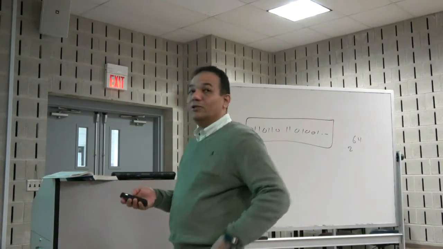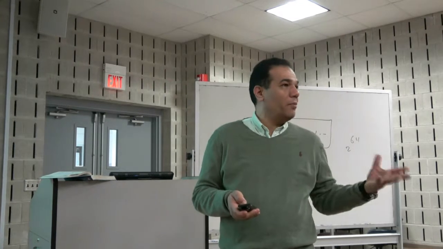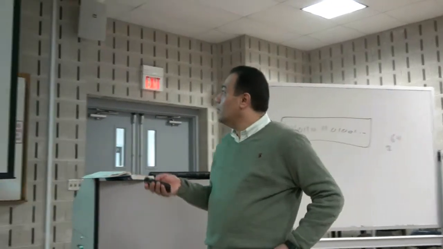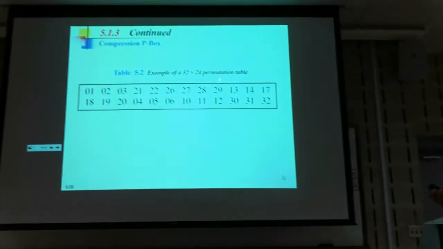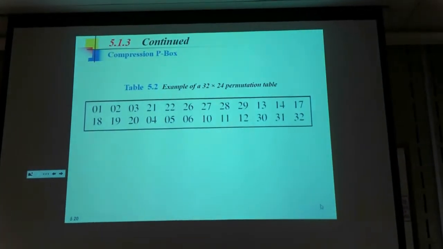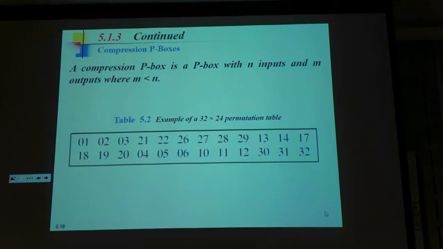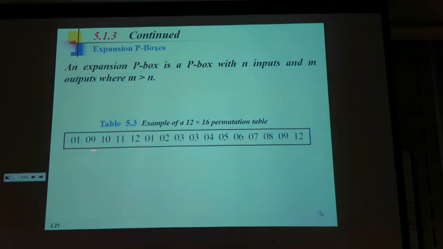Okay. So let's take it as studying blocks, topics in here. This is an example of a 24 times 32 permutation table for an expansion P box. Same as here. An expansion box is a P box with N inputs and M outputs, where M is larger than N. So what do you notice in here? Some inputs are repeated multiple times, right?